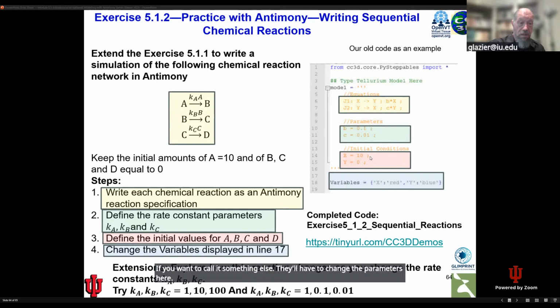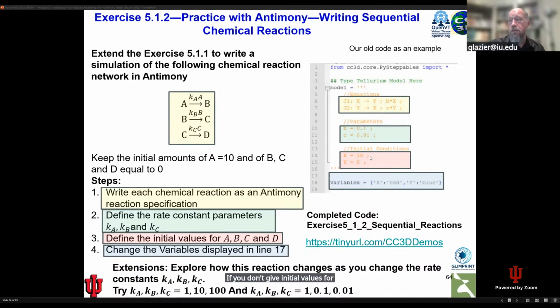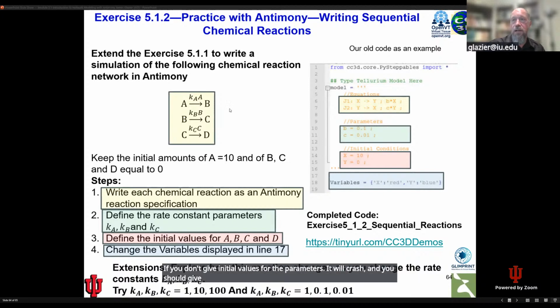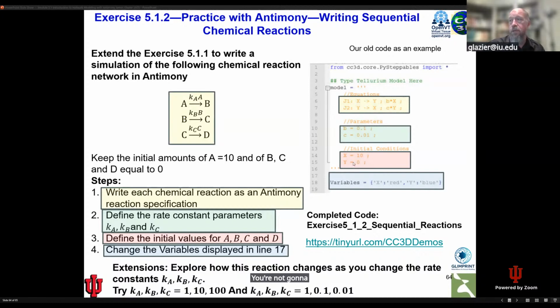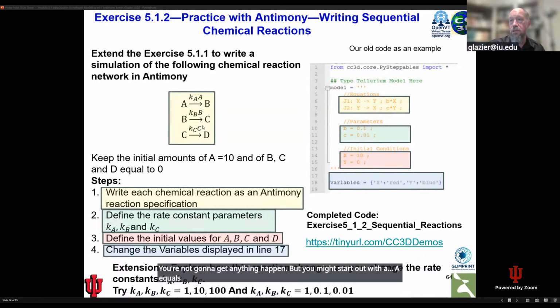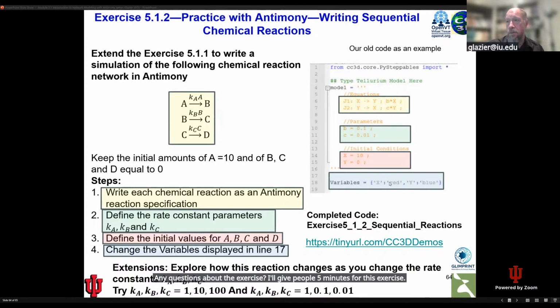If you don't give initial values for the parameters, it will crash, and you should give initial values. If you start out with all A, B, C, and D 0, you're not going to get anything happen. But you might start out with A equals 10, B equals 0, C equals 0, D equals 0. When you get it working, put it in the chat.